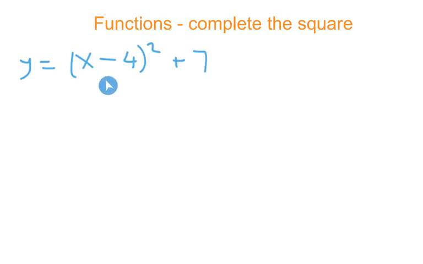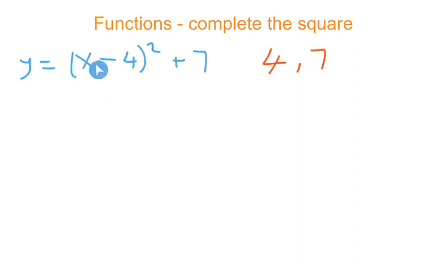The reason this is of use is if I put in a value of 4 for x, I'm minimizing the value of this whole function, because when 4 goes in here, x minus 4 becomes 0. The only value that will make this 0 is x equals 4. So the minimum value of this function will be when x is equal to 4, and then I'm going to get y is equal to 7.